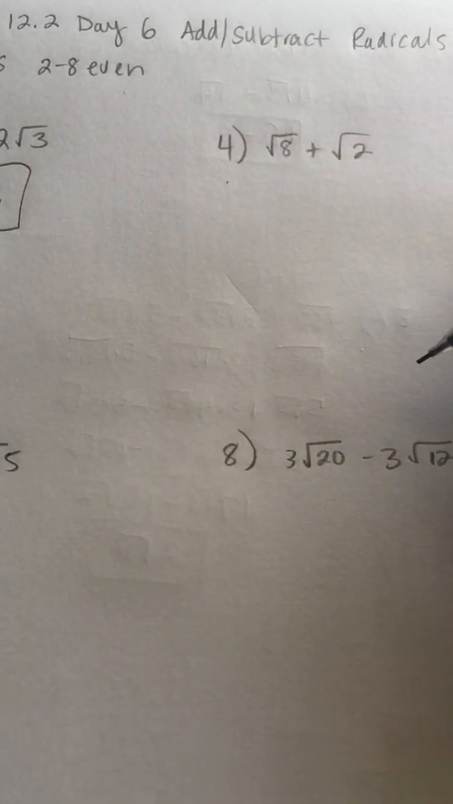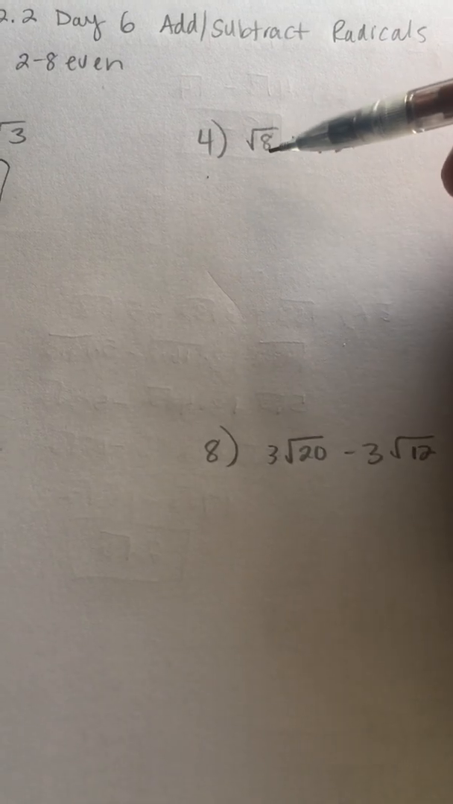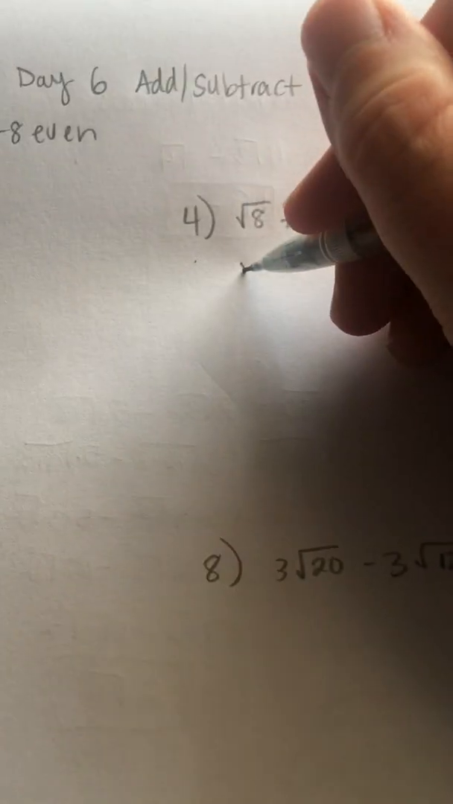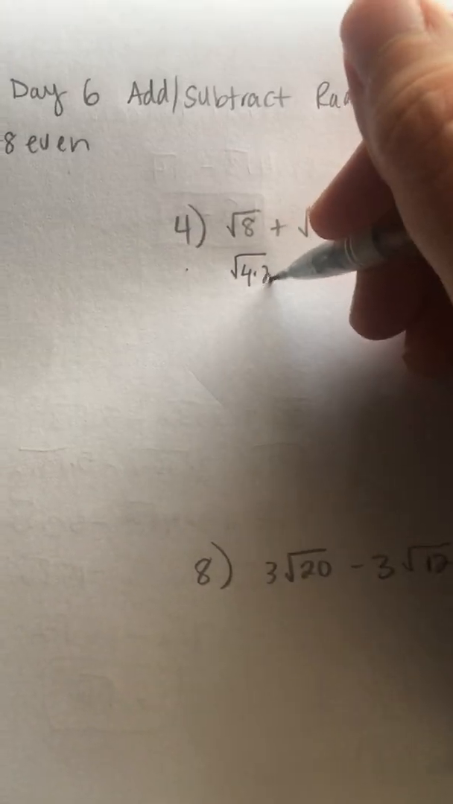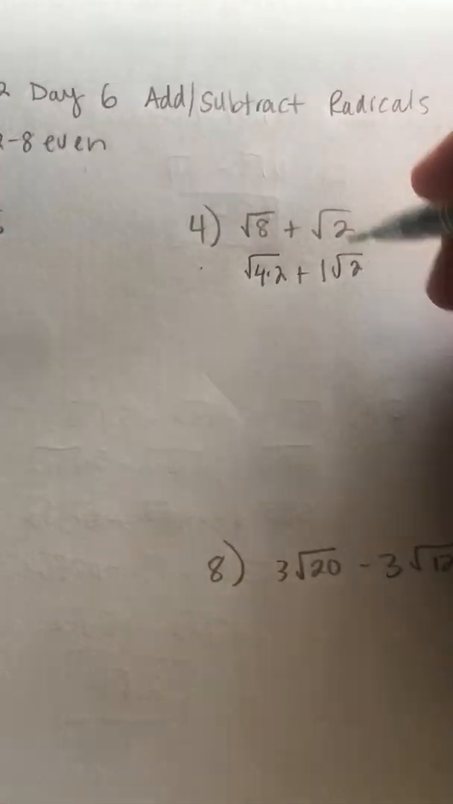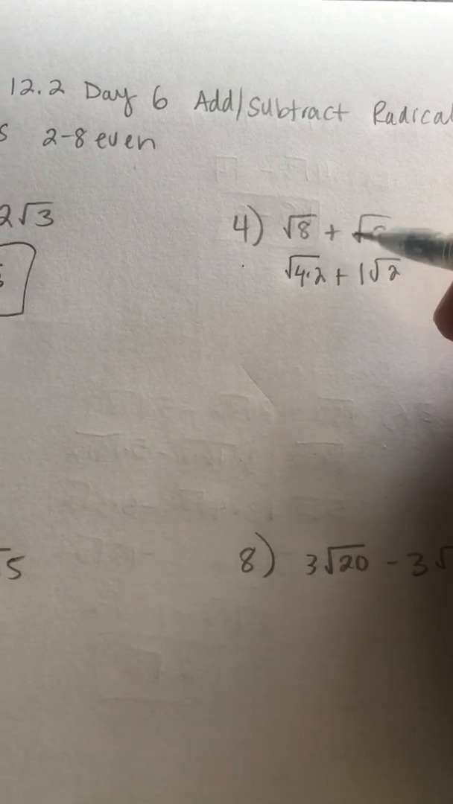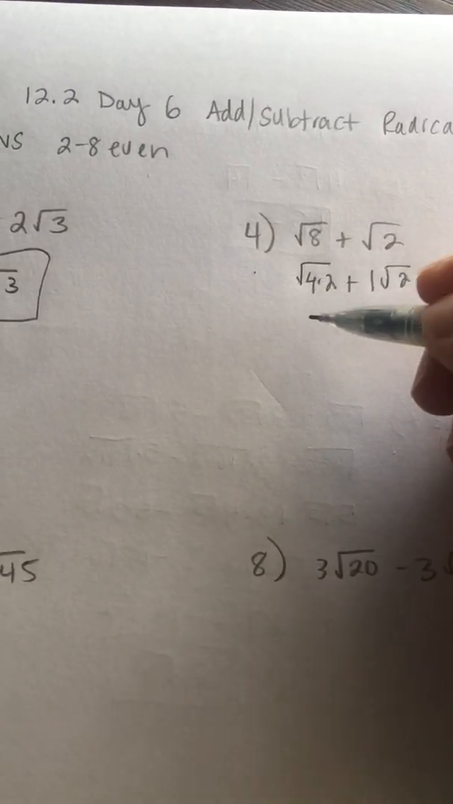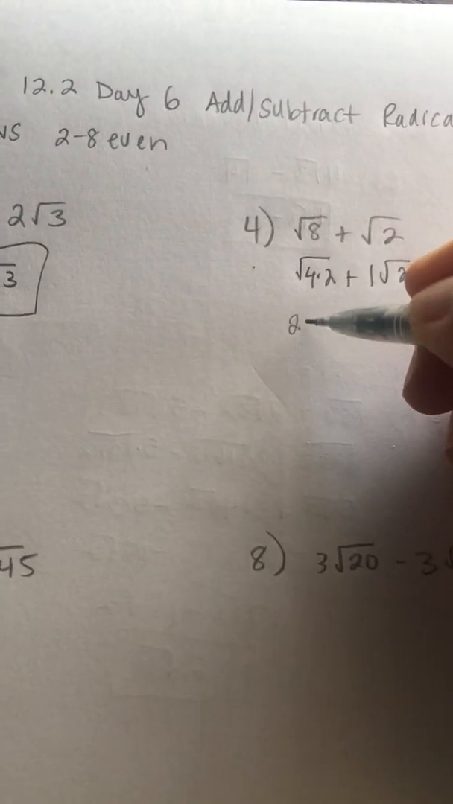Are these like? No. So I work to simplify root 8. Power sheet, 4 goes into 8. So I'm going to write this as root 4 times root 2 plus 1 root 2. I'm just going to put the 1 out front to remind us that that's there. I think that's important to see. This is still root 8. This is perfect, it comes out as something different. This is not perfect, it stays in.